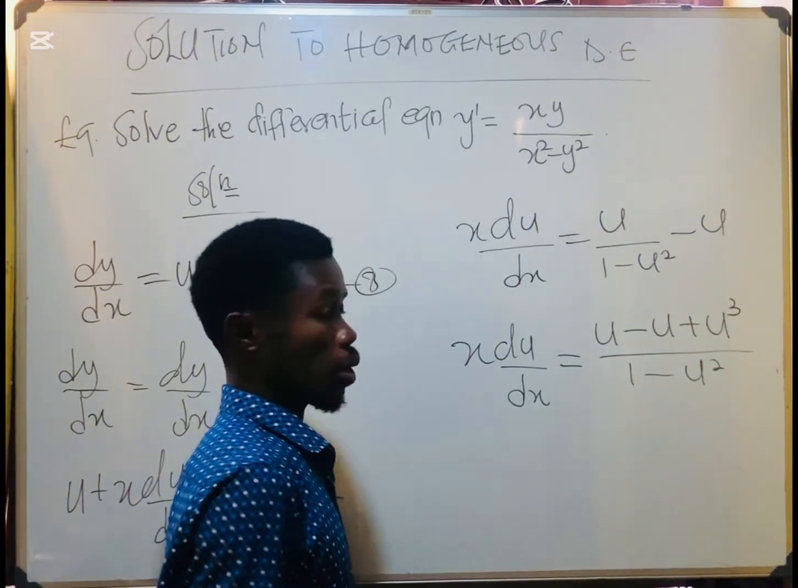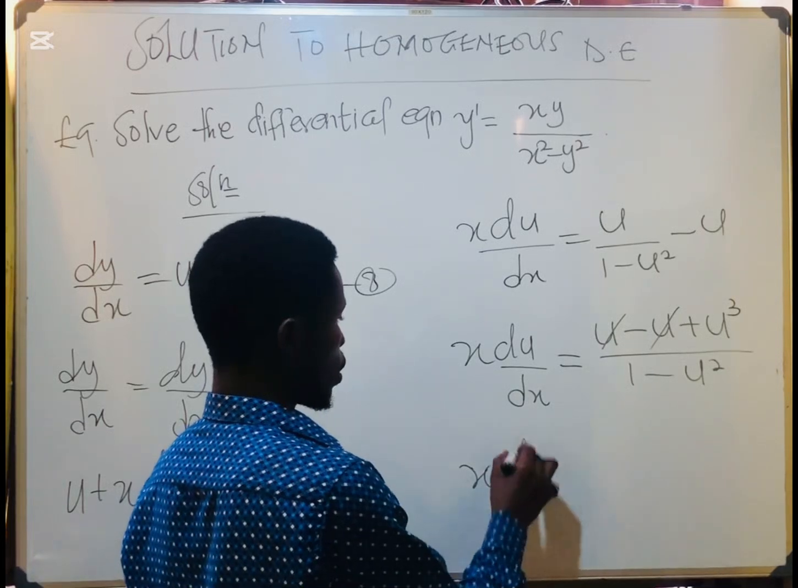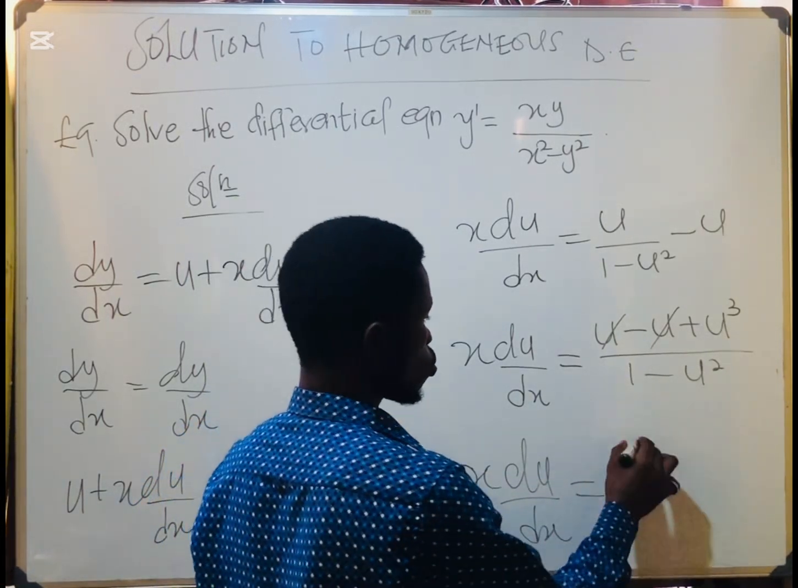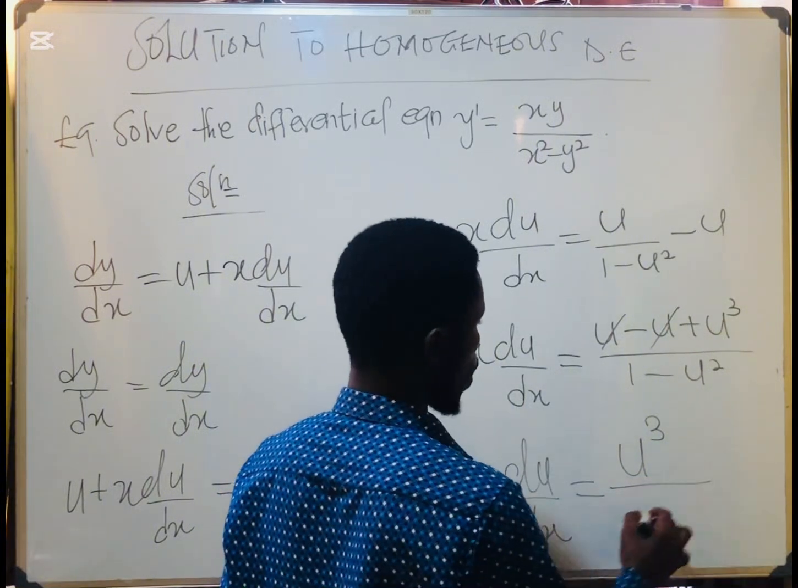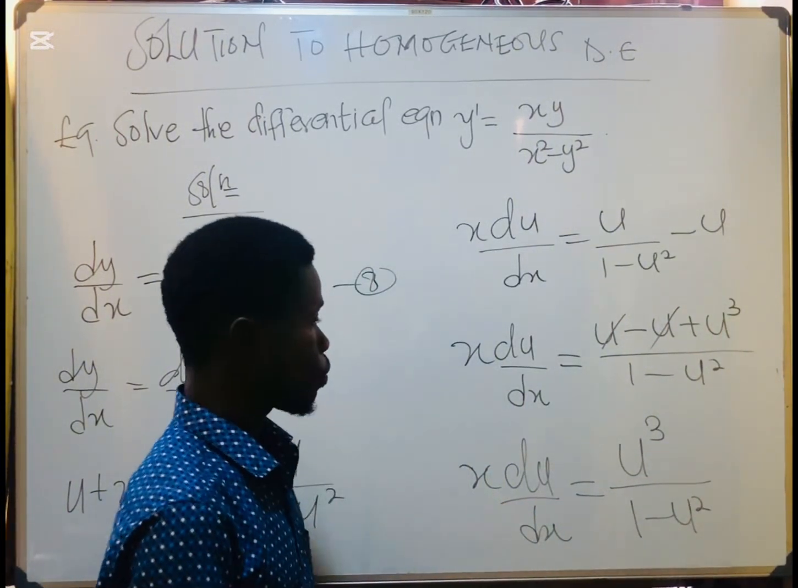What you find out is that this will definitely go with this. So we have x du/dx equals u cubed over 1 minus u squared. So this is what we have.